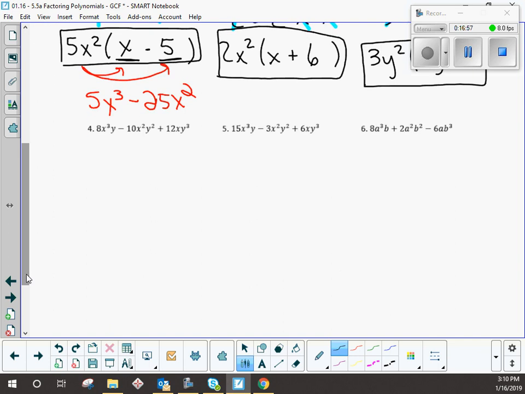So 4, starting out with 8x cubed y. If I do a factor tree, 8 is 4 times 2. Which of those numbers factors more? 4, right? So that's 2 and 2. So the first term is 2 times 2 times 2 times 3 x's times a y. And then 10 is easy to factor. That's just 2 times 5. And then there's 2 x's and 2 y's.